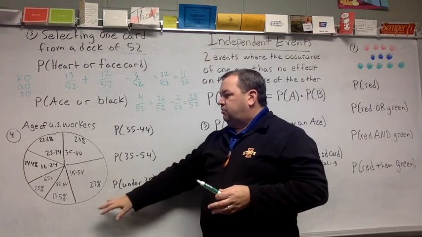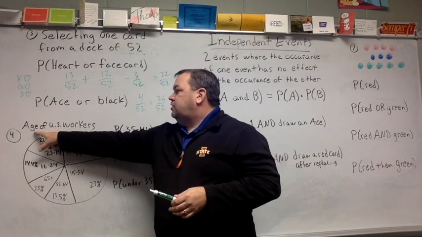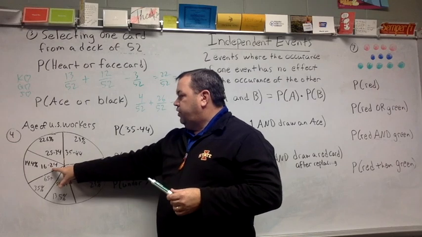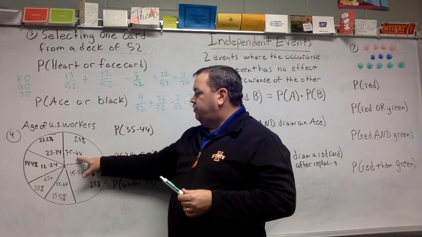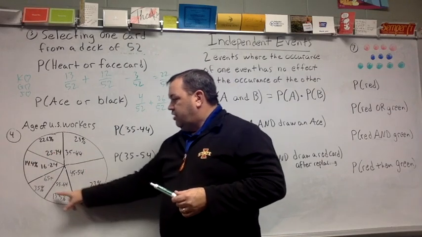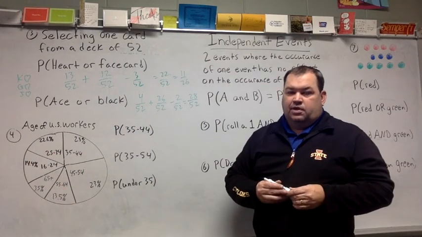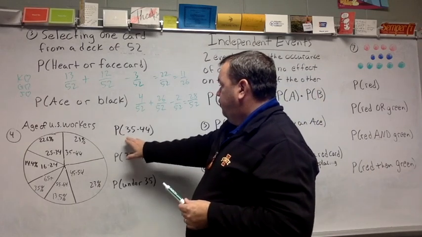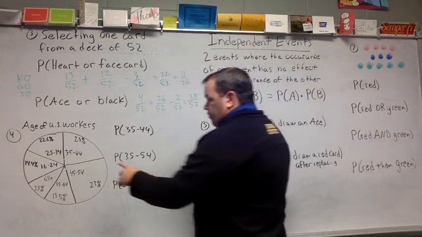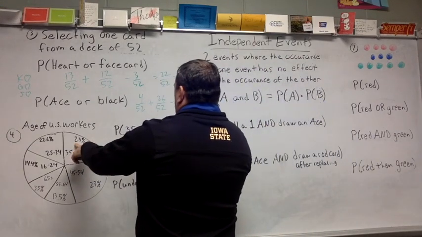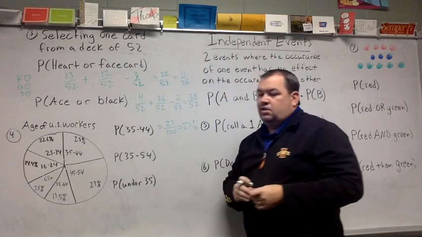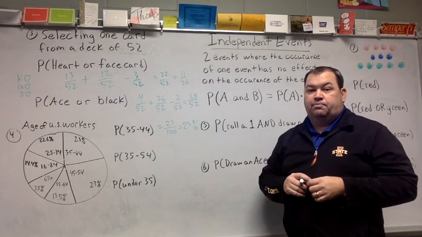Now let's look at this example. I've got this pie chart here, and it talks about the age of US workers. So I've got 16 to 24-year-olds, 25 to 34, 35 to 44, all the way around, and the percentage of the population that fit into those categories. So if I talk about the probability of 35 to 44-year-olds, it's already a percentage for me. So I'm looking for this percentage. 23%, so 23 out of every 100, or 23% is my probability.